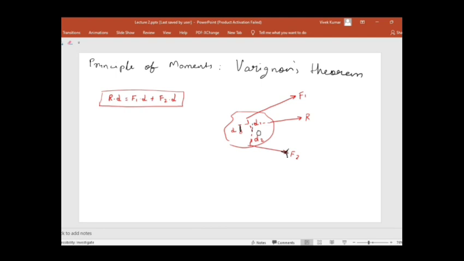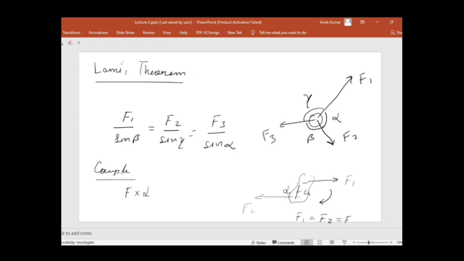Suppose F2 is acting in this direction, then both the forces will give you clockwise moment. So F1 D1 plus F2 D2 is equals to resultant into D. This is Varignon's theorem, according to which the summation of moments of individual forces is equals to the moment of its resultant about the same point. Okay, is it clear?